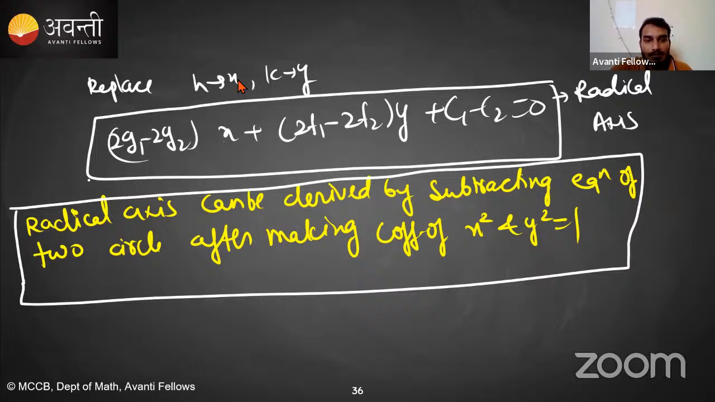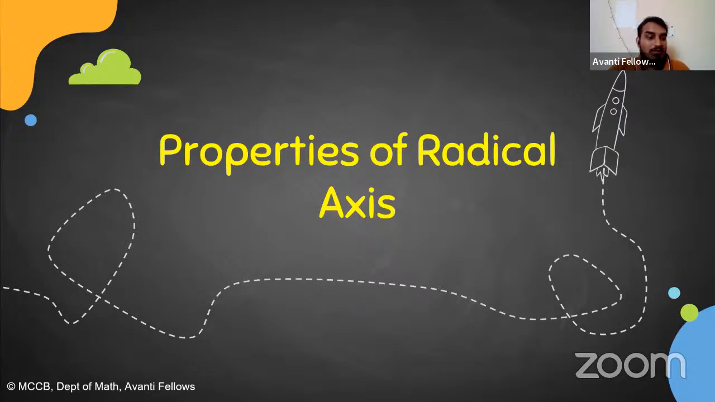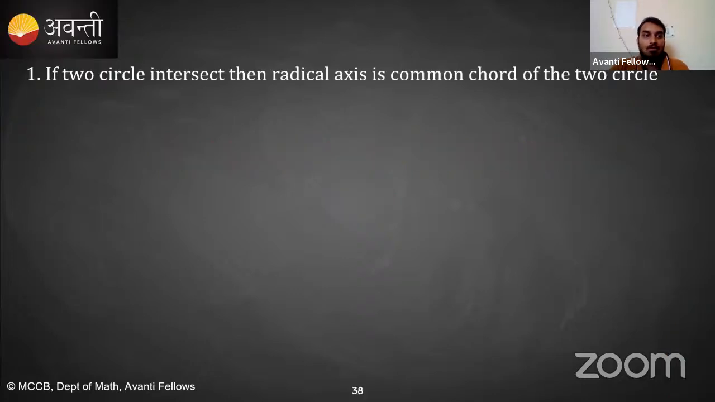Okay, if it is clear, then let's see some properties of the radical axis, and these are very important properties that can save you so much time during the exams also. Okay, so the first property of the radical axis, let's say two circles.